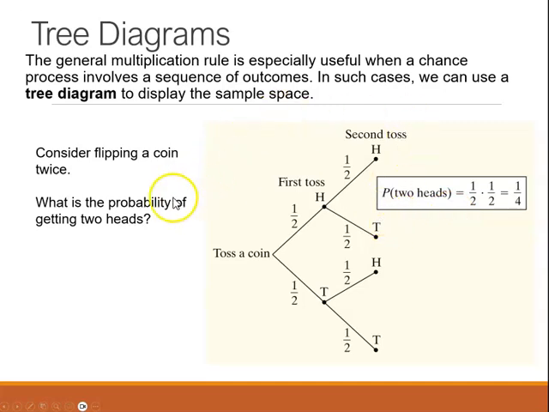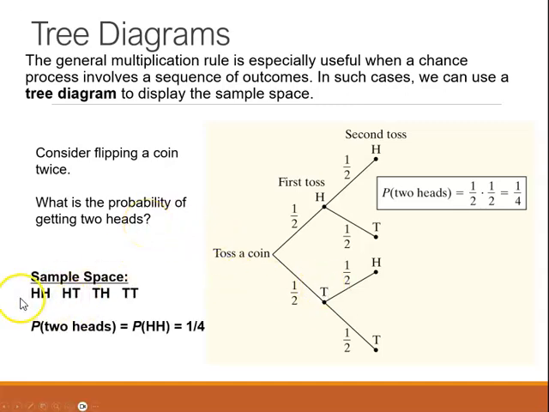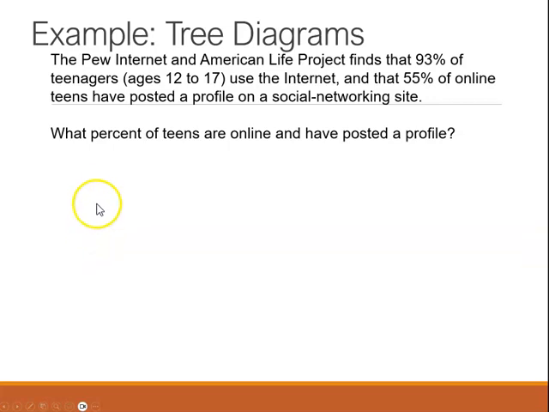Ms. Gulick, but flipping a coin is an independent event. Why the heck do I need to do this? It's just a simple example. All right, let's do another one.